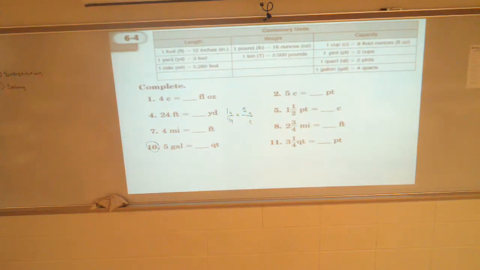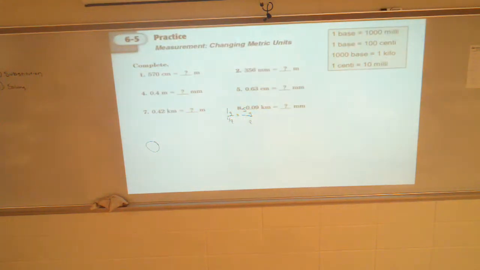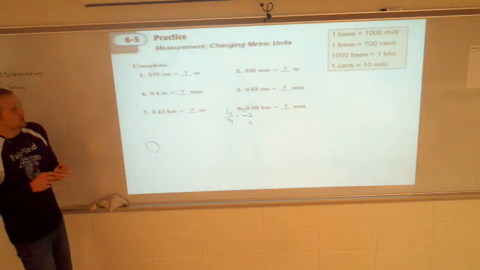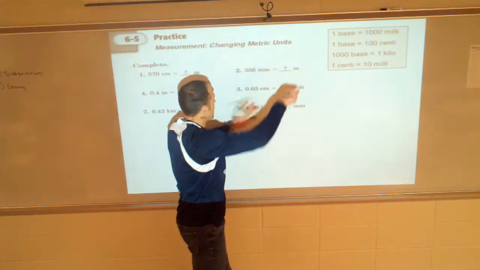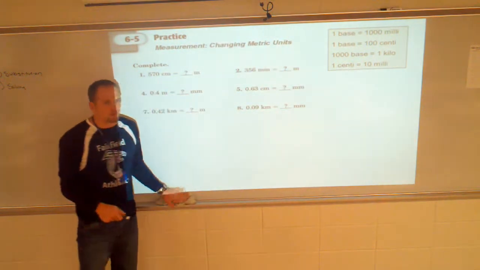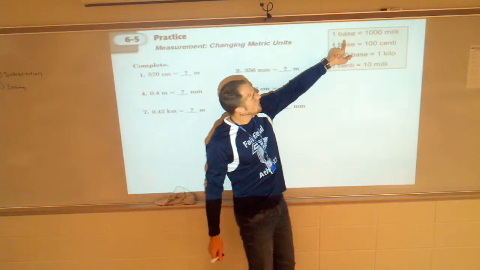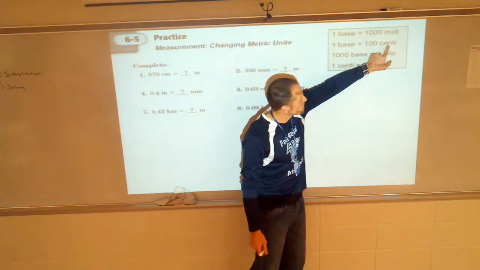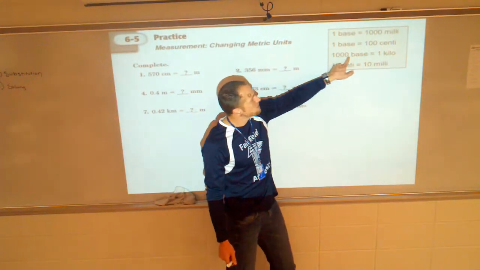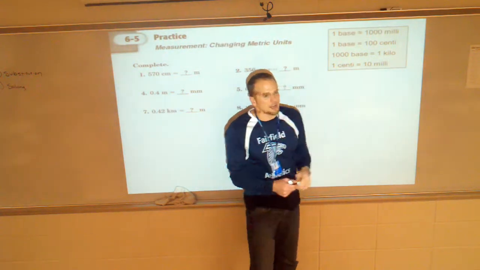Now, let me show you how this is going to get confusing. It's going to get confusing because today we're working with metric units. I've given you a chart up here that shows you how to convert metric units. 1 base is equal to 1,000 milli. 1 base is equal to 100 centi. 1,000 base is equal to 1 kilo. And 1 centi is equal to 10 milli.